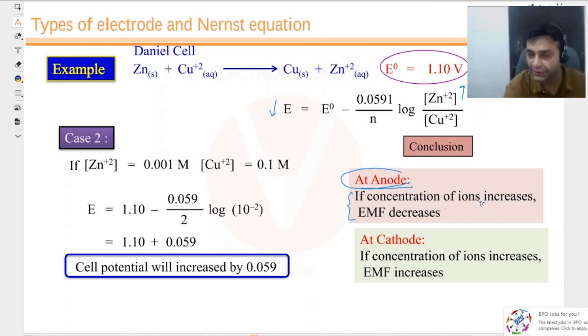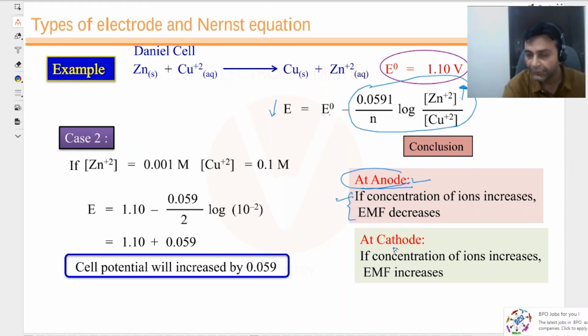See here, if the concentration of ions increases at the anode, where oxidation takes place, the concentration of the zinc ion will increase. This whole value will increase. It means something is to be subtracted from E naught cell, so the E cell value will decrease. Till now, it is clear? Yes, students, this is clear.